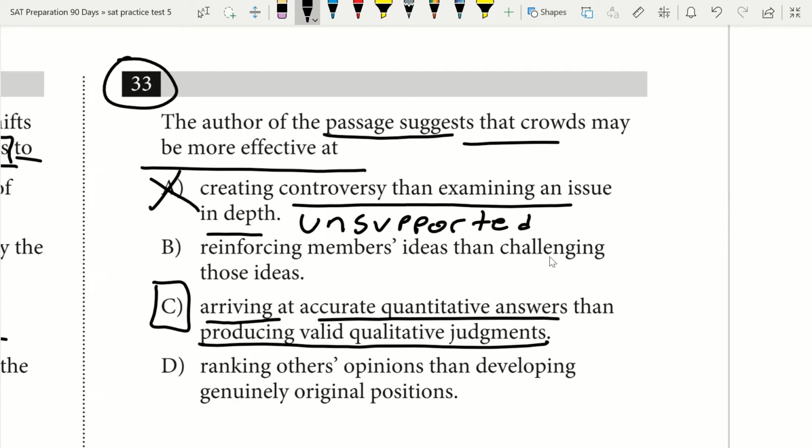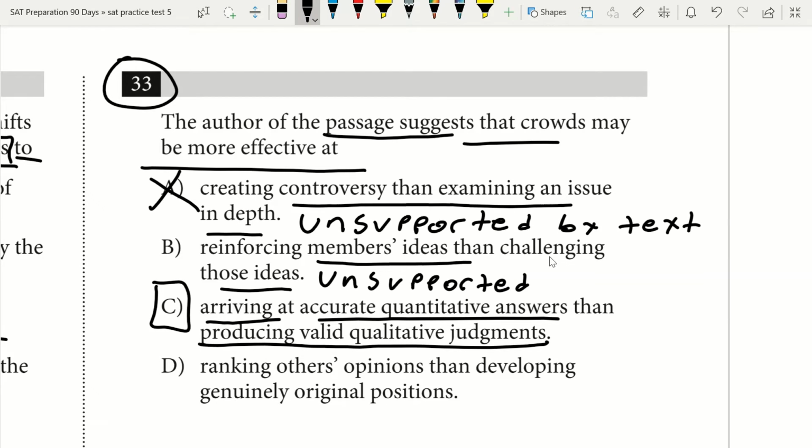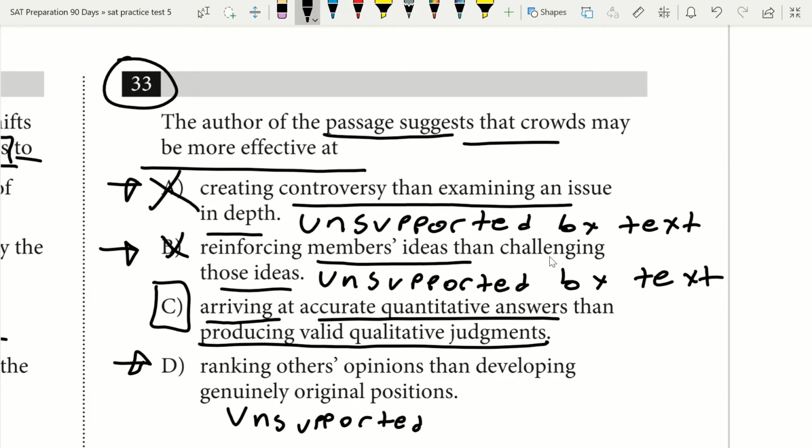So A is wrong. B, reinforcing members' ideas rather than challenging those ideas. Once again, the author never makes that claim. So that's unsupported by the text. There's no possible way we could support option A or option B or option D. All of them are wrong because none of them could be supported by the text. There's really nowhere that we talk about anything with A, B, or D, so they're all pretty obviously wrong, and obviously unsupported since we would have no evidence to support them with.